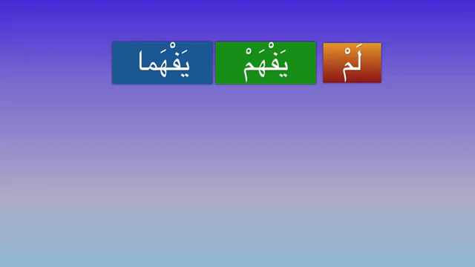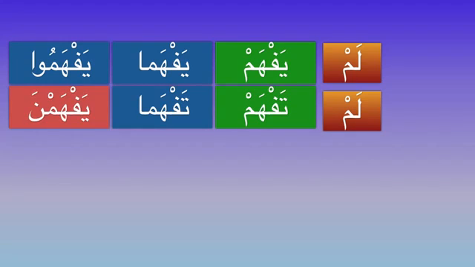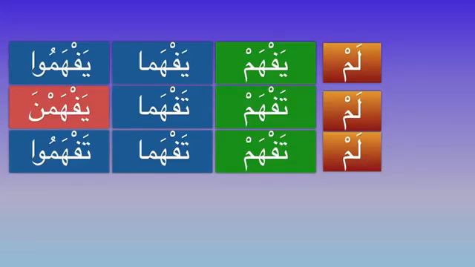So if you say they did not understand, lam yafhamu. So we know yafhamuna becomes bihadhafi noon, fa'ilun majzumun bihadhafi noon, and wa alif alif wiqaya. So lam tafham, she did not understand. Lam tafhama. Sorry, lam yafhamna. So those females, they did not understand. So if you say lam, you did not understand, lam tafham, lam tafhama, and lam tafhamu.